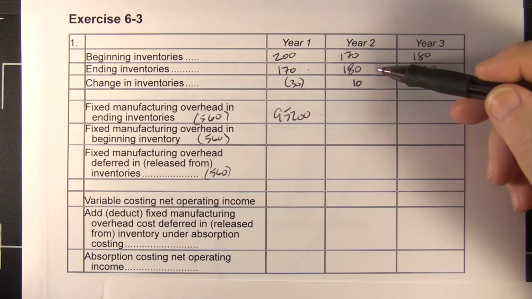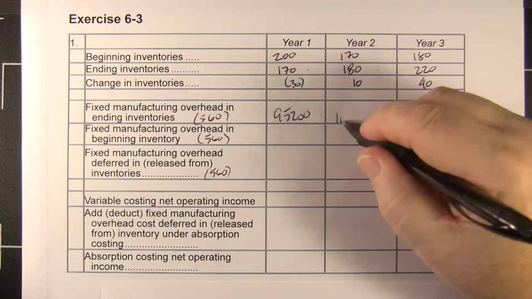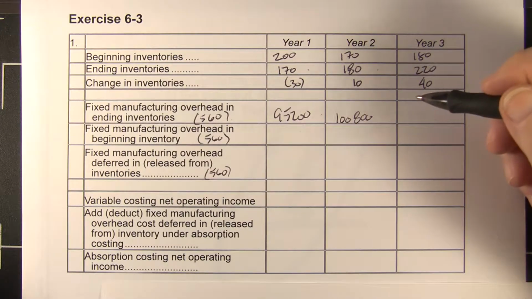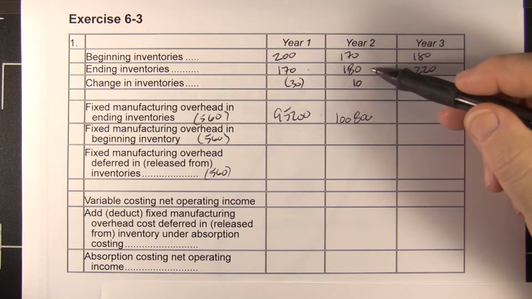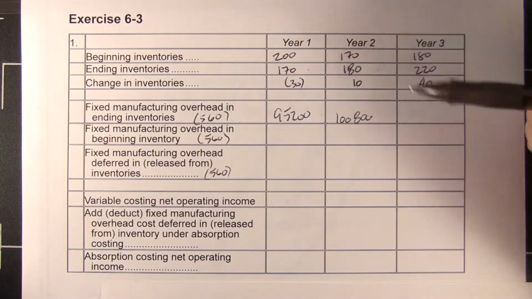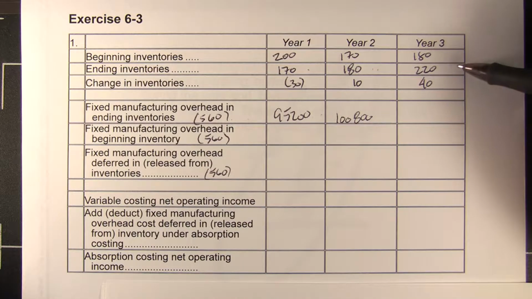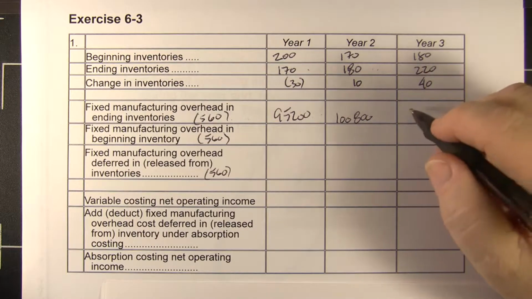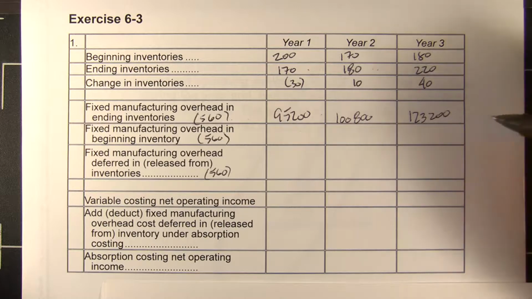Now we'll multiply 180 times 560 and come up with 100,800, and again that says that for each of those 180 units there's $560 of fixed manufacturing overhead allocated to that unit. And we'll do the same thing, 220 times 560, which is 123,200.